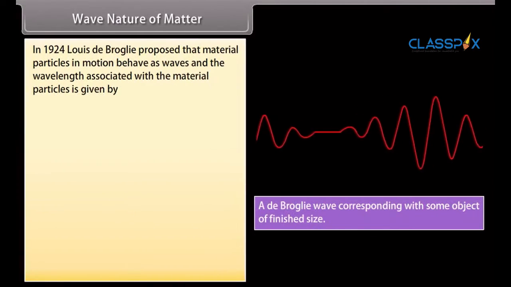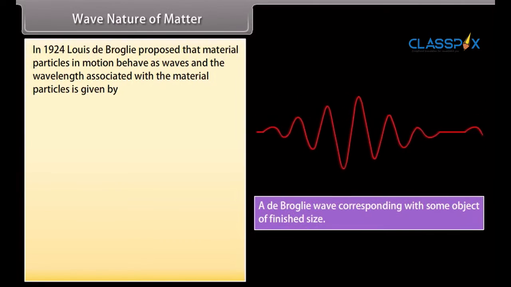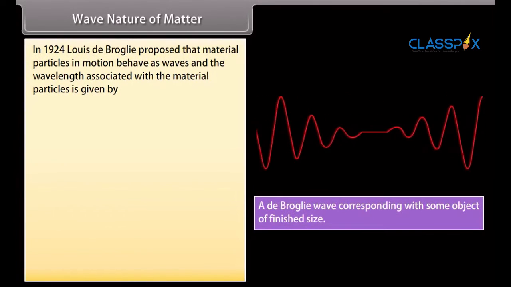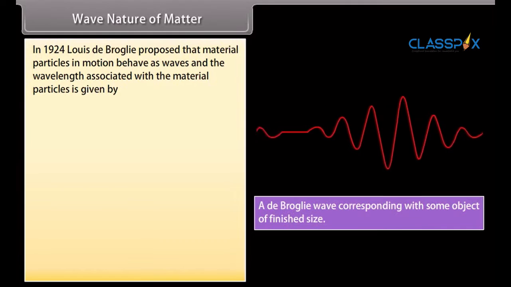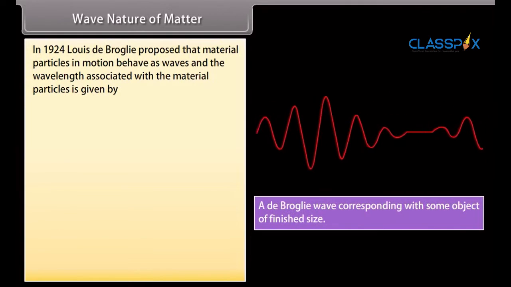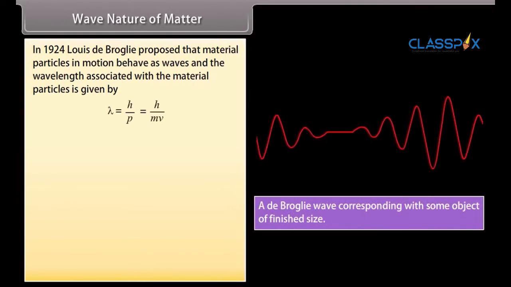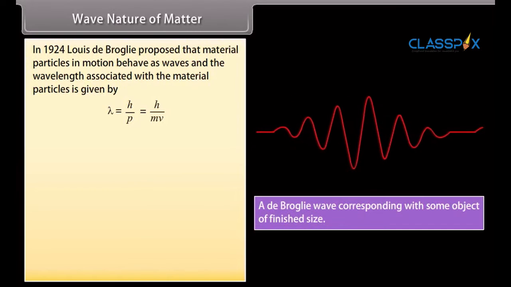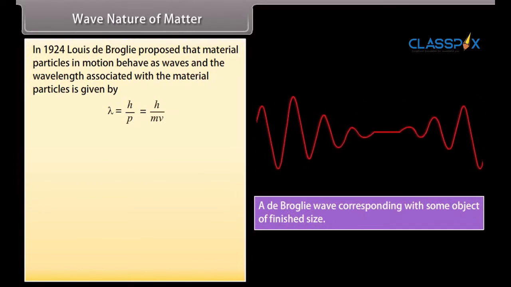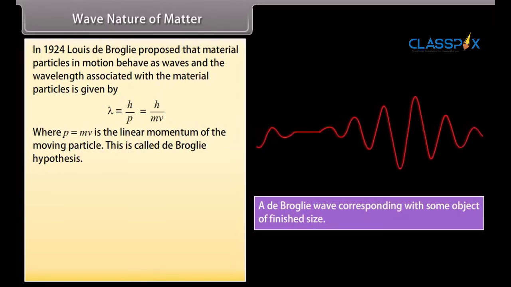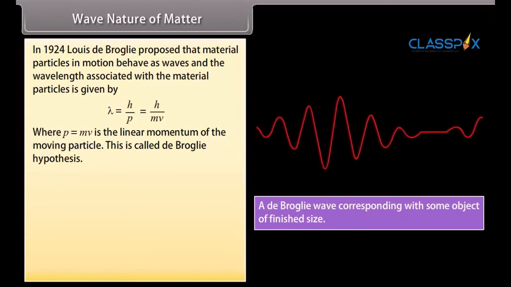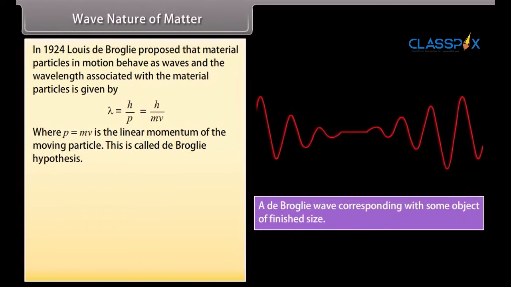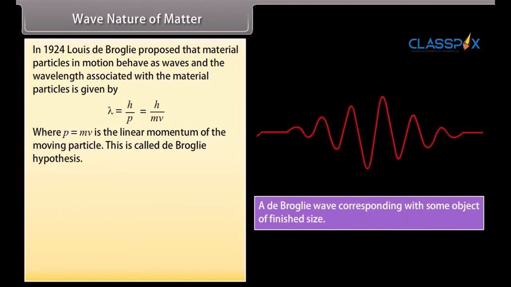Wave nature of matter. In 1924, Louis de Broglie proposed that material particles in motion behave as waves, and the wavelength associated with the material particles is given by lambda equals h by p, which equals h by mv, where p equals mv is the linear momentum of the moving particle. This is called de Broglie hypothesis.